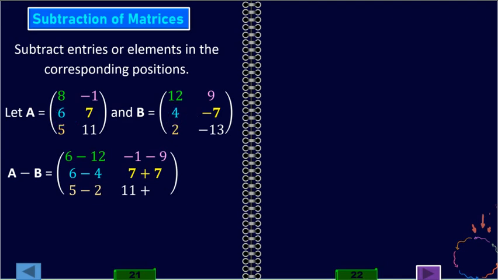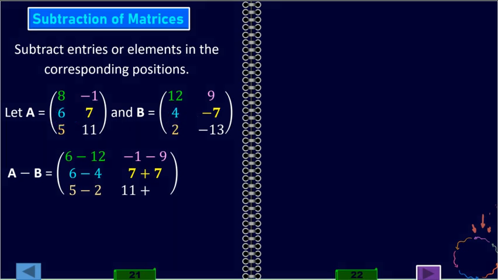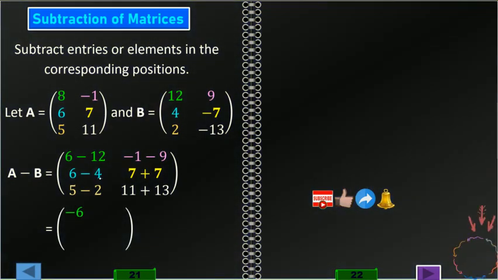Following the same pattern, we can go around and get the subtraction of everything. So the final answer: 8 minus 12 will give us minus 4... minus 6. Minus 1 minus 9 will give us minus 10. Then 6 minus 4 will give us 2. 7 plus 7 will give us 14. And then 5 minus 2 will give us 3. 11 plus 13 will give us 24. This is the subtraction of these two matrices.